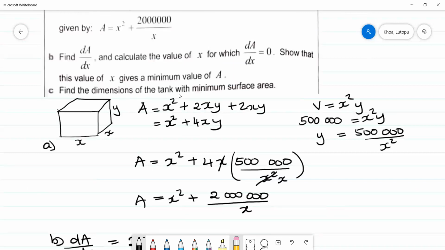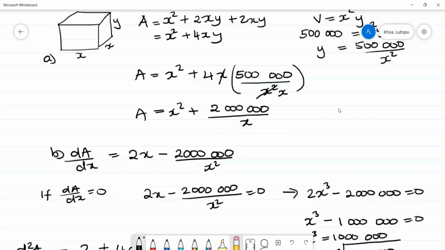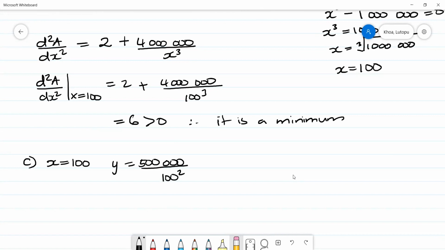Then find the dimensions of the tank with the minimum surface area. So we know what x is. x is 100, and this is the formula for y. So we just need to find y and then write a sentence answering the question. So C, x is 100, and y is 500,000 divided by 100 squared. So this gives us y is equal to 50.